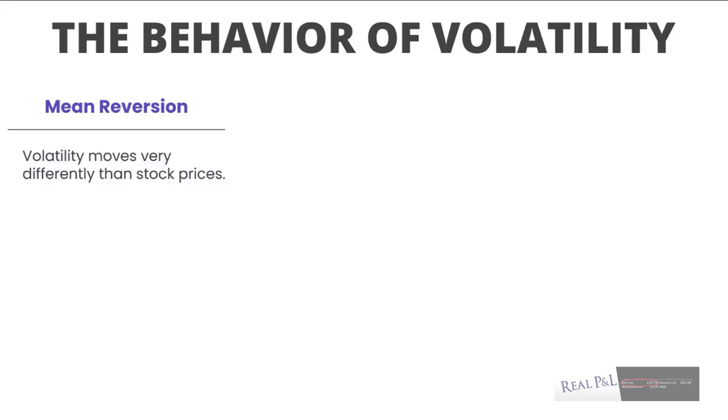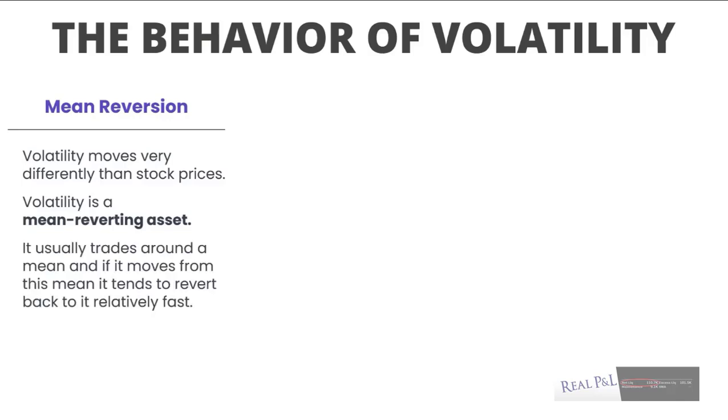Mean reversion. Volatility moves differently than stock prices. Volatility is a mean reverting asset. It usually trades around a mean, and if it moves from that mean, it tends to revert back to it relatively fast.